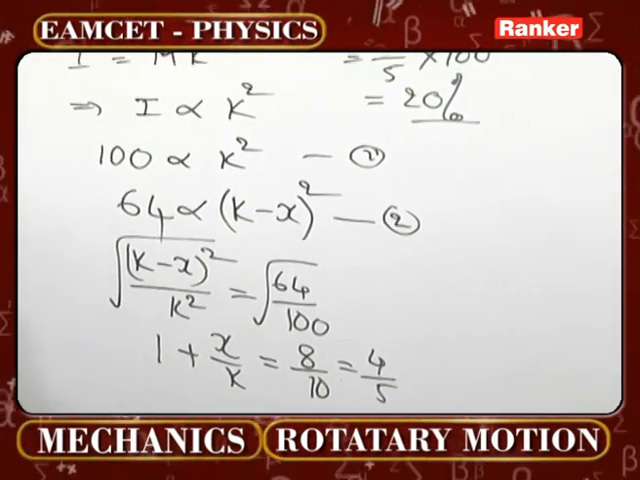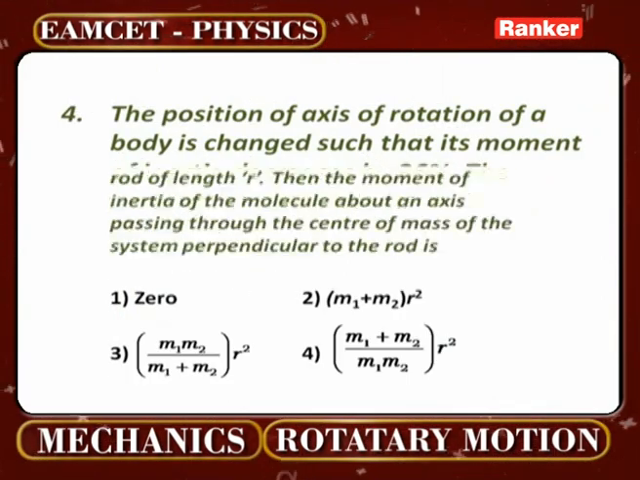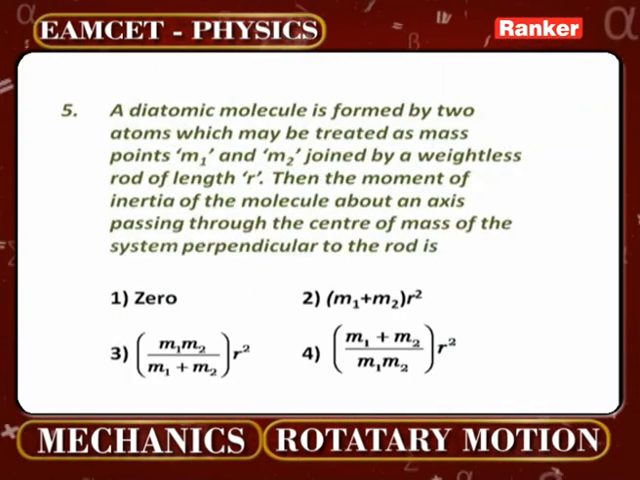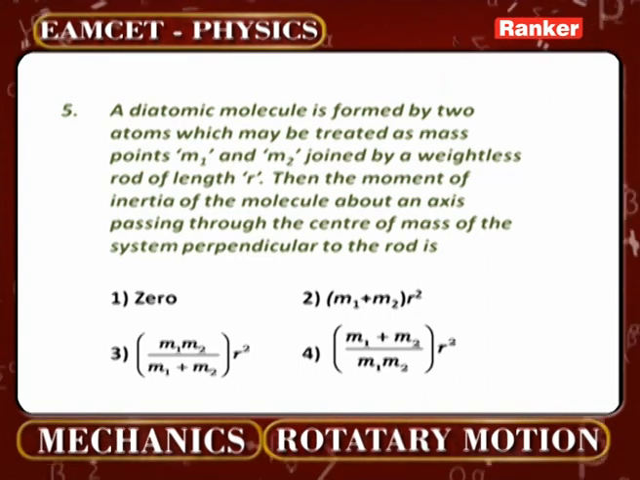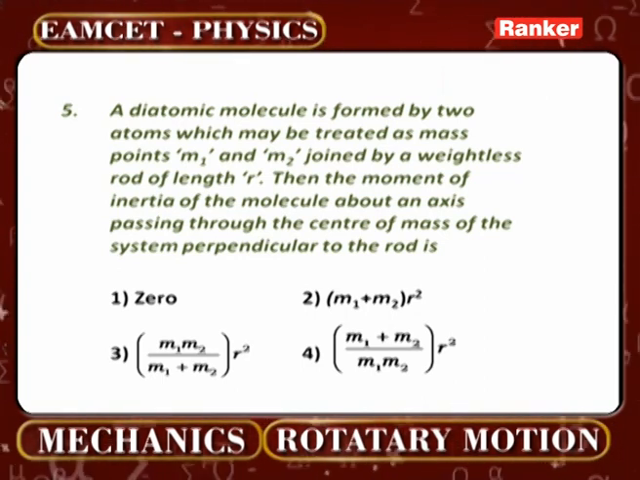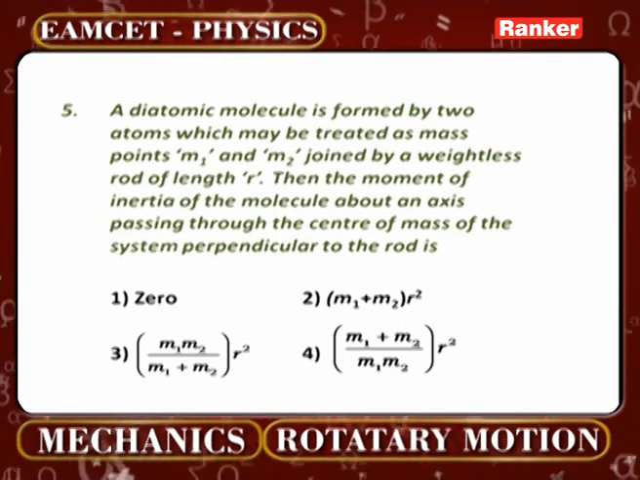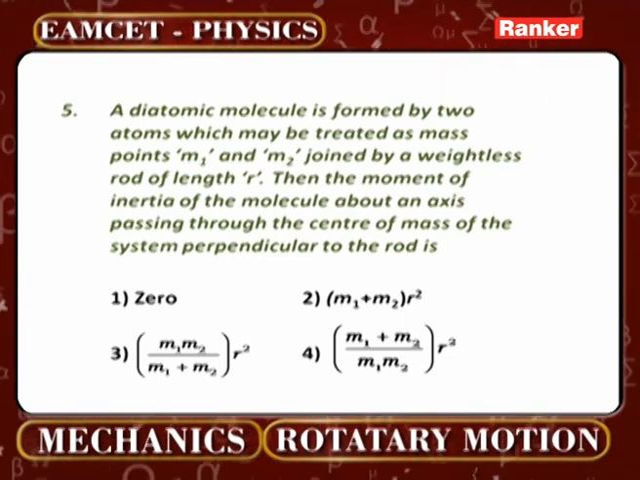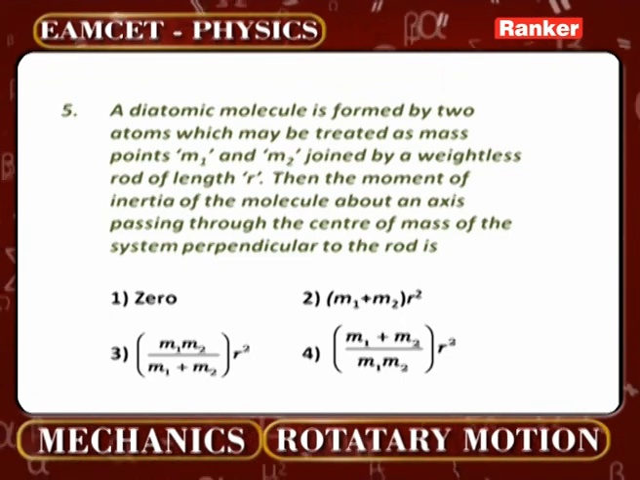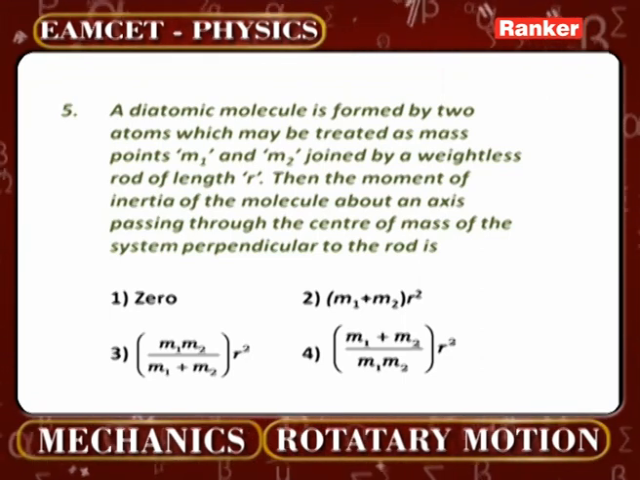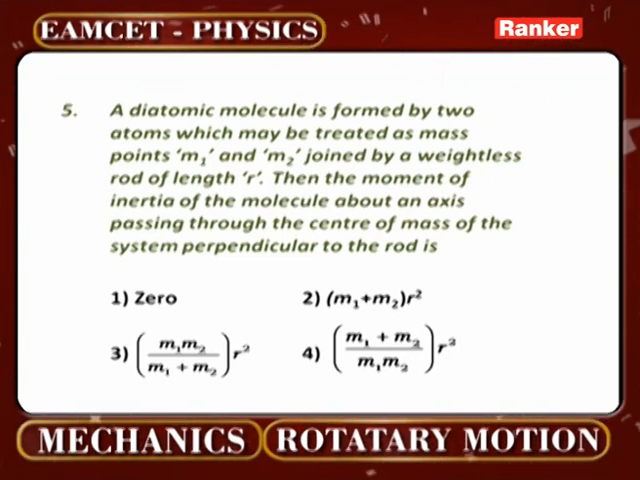Now let us switch over to question number 5. What is that question over here? A diatomic molecule is formed by two atoms which may be treated as mass points m1 and m2, joined by a weightless rod of length r. Then the moment of inertia of the molecule about an axis passing through the center of mass of the system perpendicular to the rod will be how much?